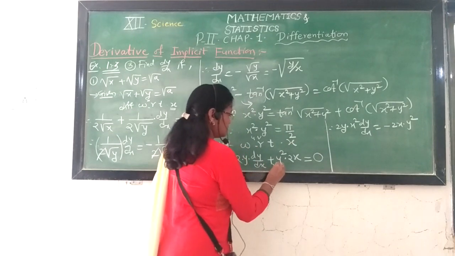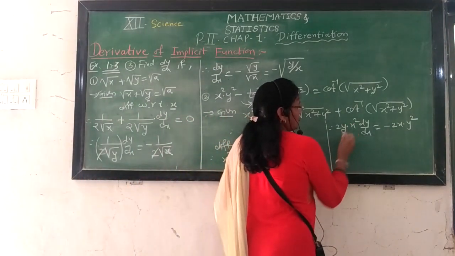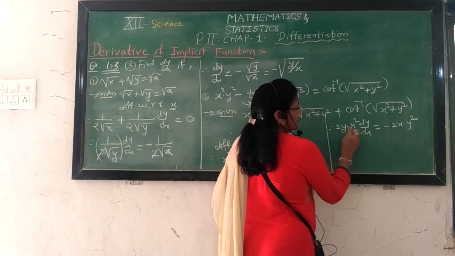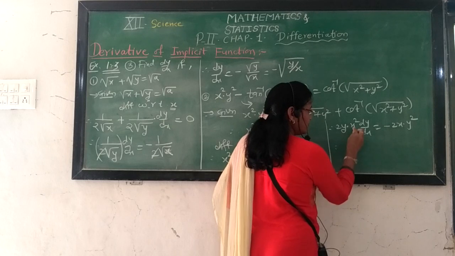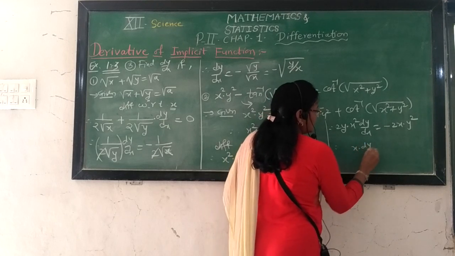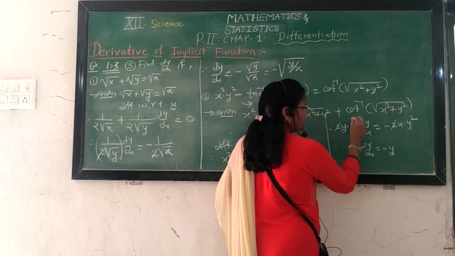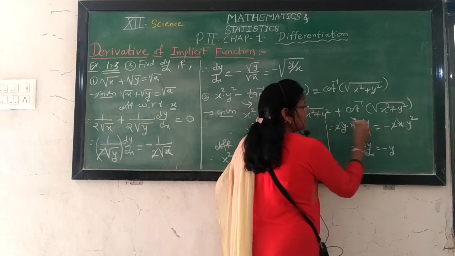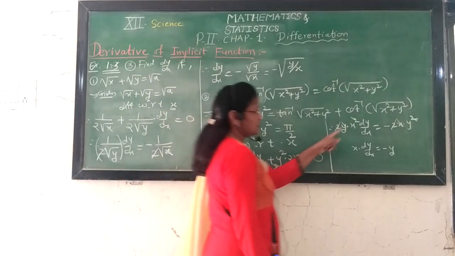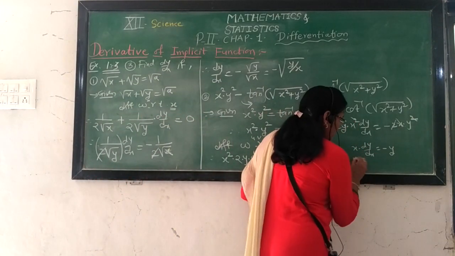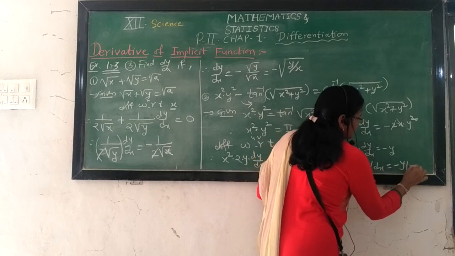So this term is shifted to the right side. Again 2 is common and cancelled out. Here yx is present, and again yx is present. So we get x times dy by dx is equal to minus y. One of the x cancels with this and one of the y cancels with this. So you get x into dy by dx is equal to minus y. The value of dy by dx is equal to minus y upon x.